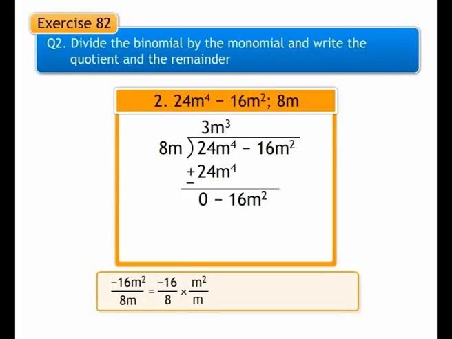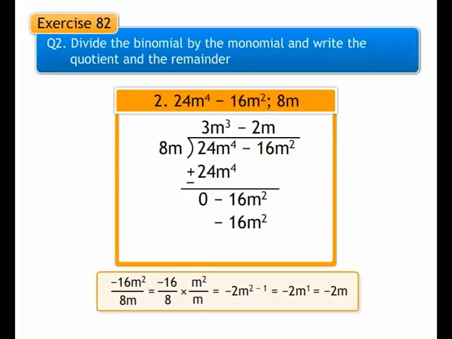By reducing, we get minus 2 into m raised to 2 minus 1, which is equal to minus 2m. Thus, it becomes the second part of the quotient. Now we will write minus 2m as the second part of the quotient above the line and the product of 8m and minus 2m, that is the product of the divisor and the quotient, which is equal to minus 16m square, exactly below the second part of the dividend.